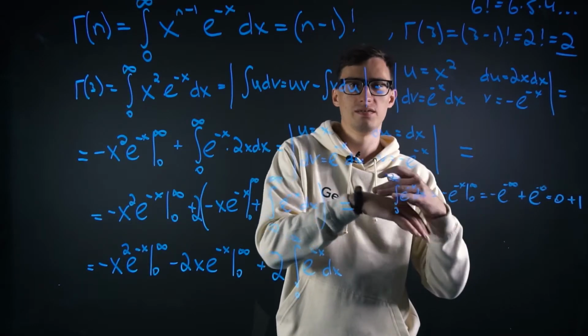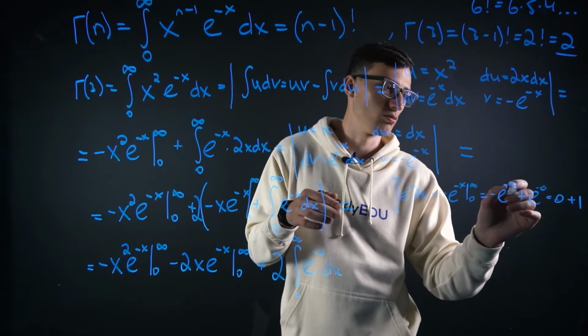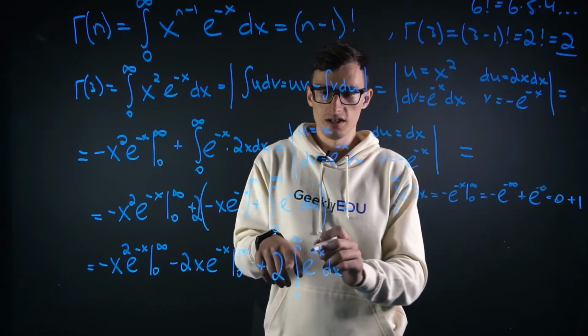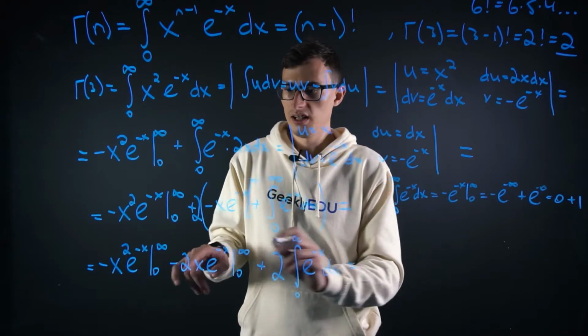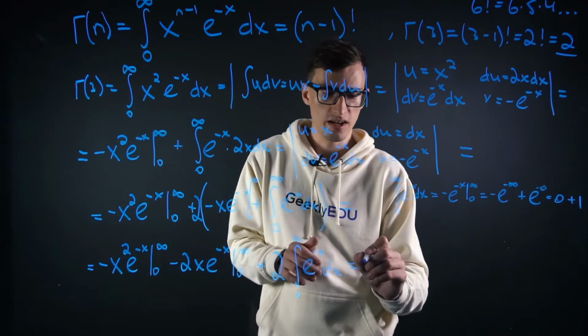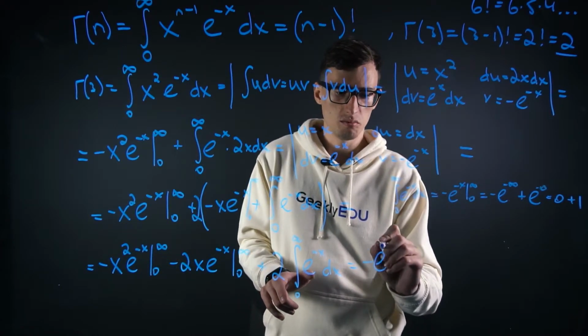Because e to the minus infinity is 0, right? The limit is 0, it just shoots off to nowhere. And e to the 0, anything to the power of 0 is 1. So this is 1, right? This whole mess. So let's rewrite that, and let's factor out e to the minus x.